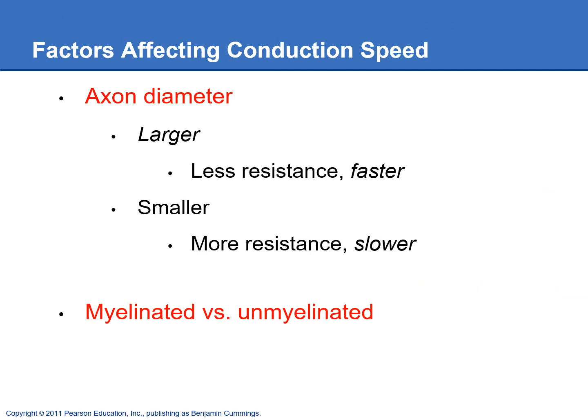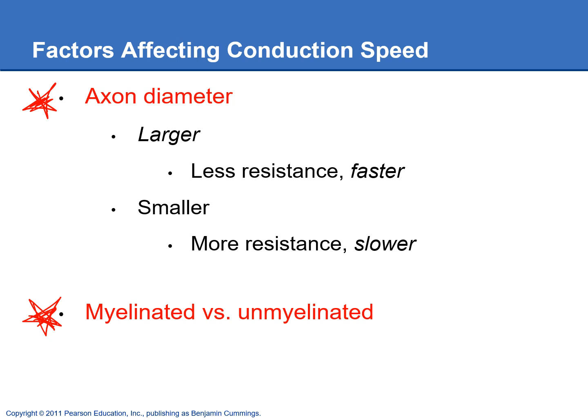So we have two factors that are going to affect how fast the neuron is going to conduct the action potential. So we have the axon diameter, and then whether the axon is myelinated or not myelinated. With the axon diameter, the larger the diameter, the faster the transmission speed. And if it's a smaller diameter axon, you're going to have more resistance to the sodium ions flowing through the axon, and so you'll have a slower transmission speed.